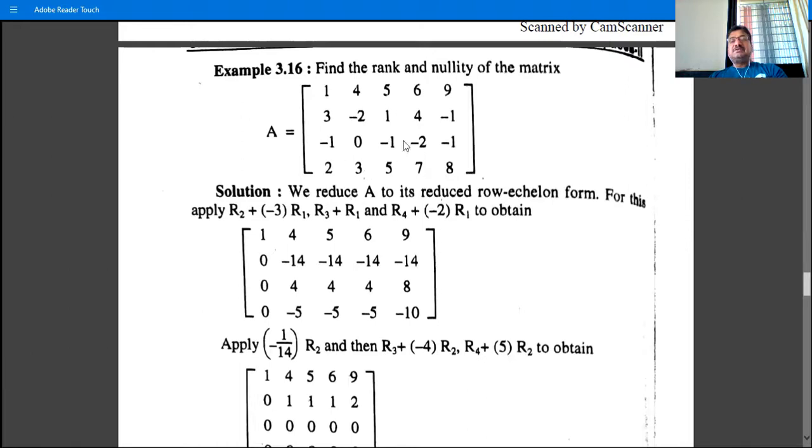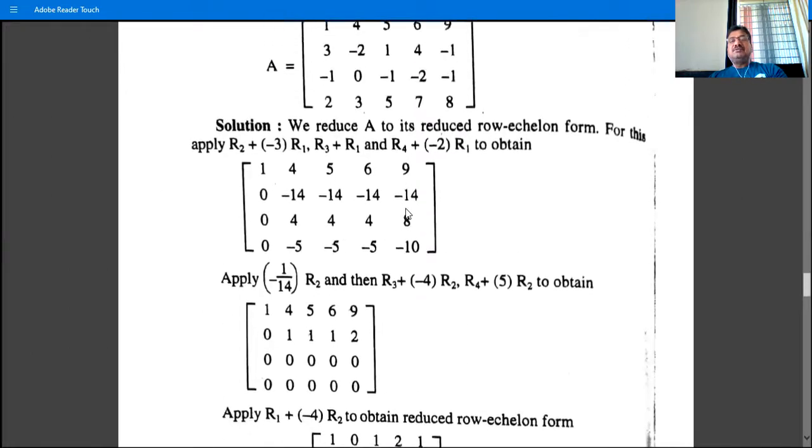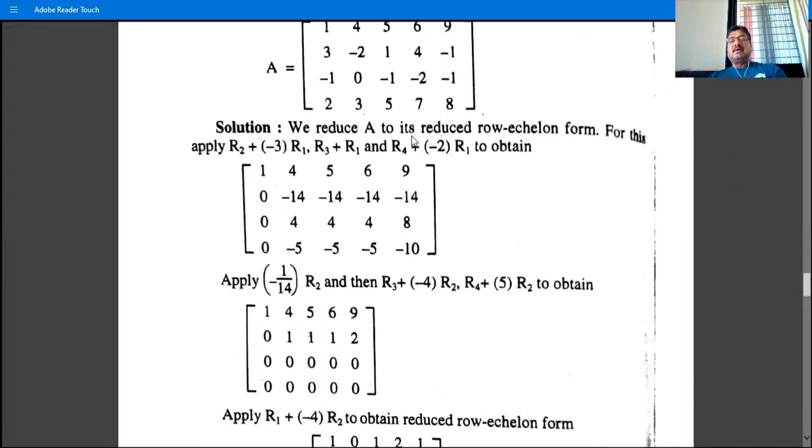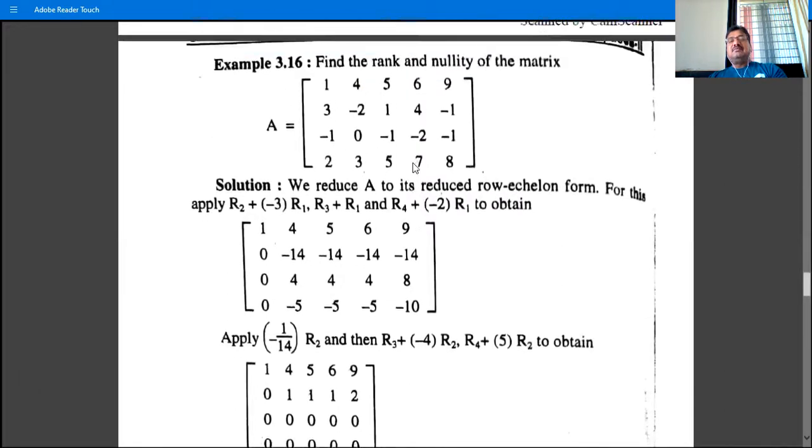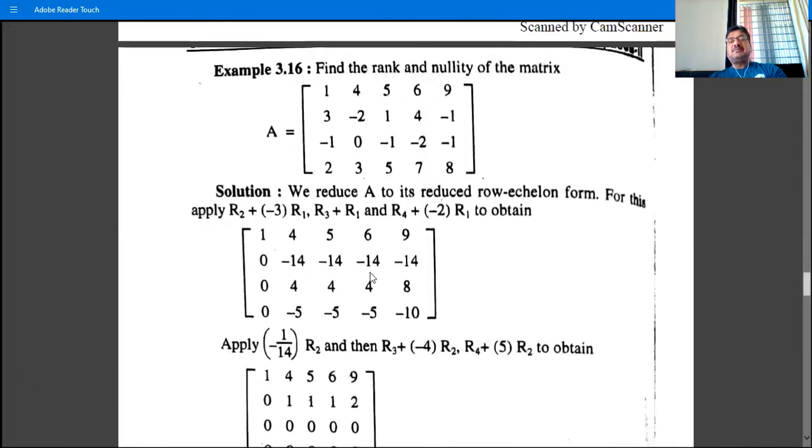So we have to find first the rank of the matrix. We will find the rank of the matrix by finding the basis for row space of the matrix. So we have to reduce this matrix to row echelon form or reduced row echelon form. If you have to find the basis for column space, then we also have to reduce the matrix to echelon form or reduced row echelon form. We just reduce the matrix to either row echelon form or reduced row echelon form.